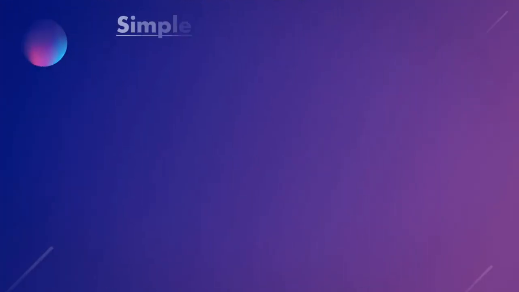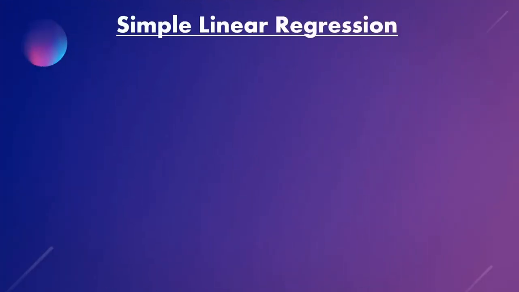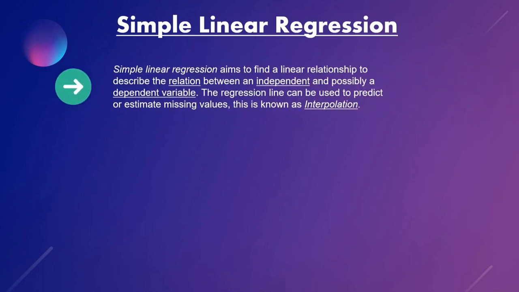Now, before doing simple linear regression in SPSS, let us learn what simple linear regression is first. Simple linear regression aims to find a linear relationship to describe the relationship between an independent and possibly a dependent variable. The regression line can be used to predict or estimate missing values. This is known as interpolation.